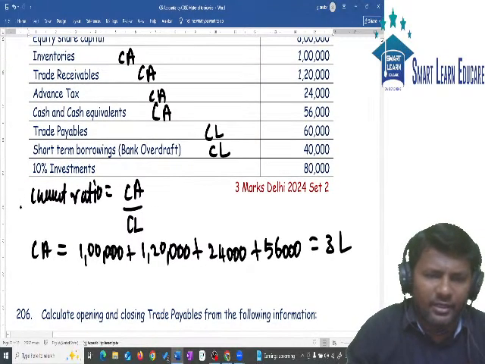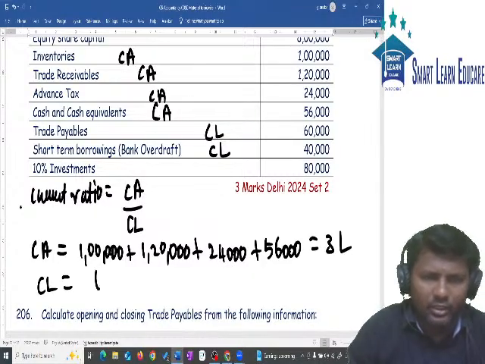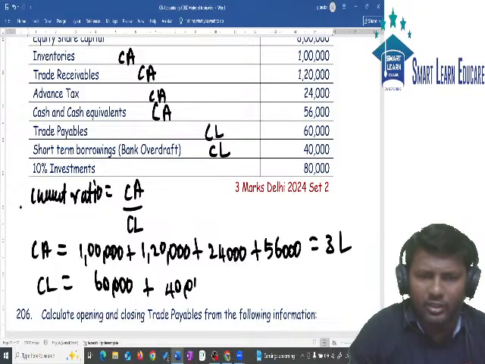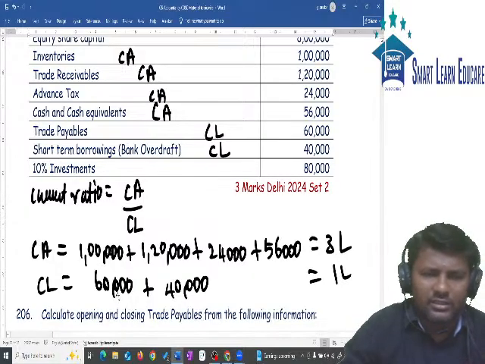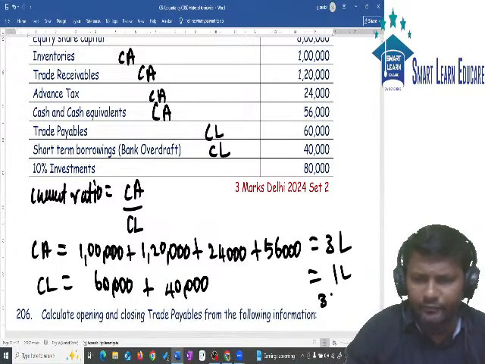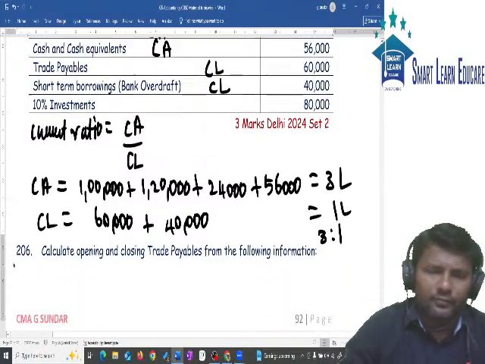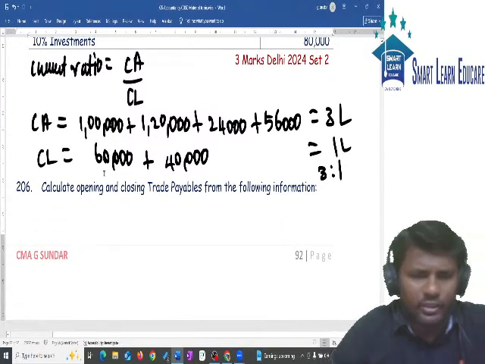Similarly, current liability. What is the current liability total? 60,000 trade payable. Also short term borrowings will come under current liability, 40,000. Total it is 1 lakh. So what is the ratio answer? It is 3 is to 1. That's all. Next question.